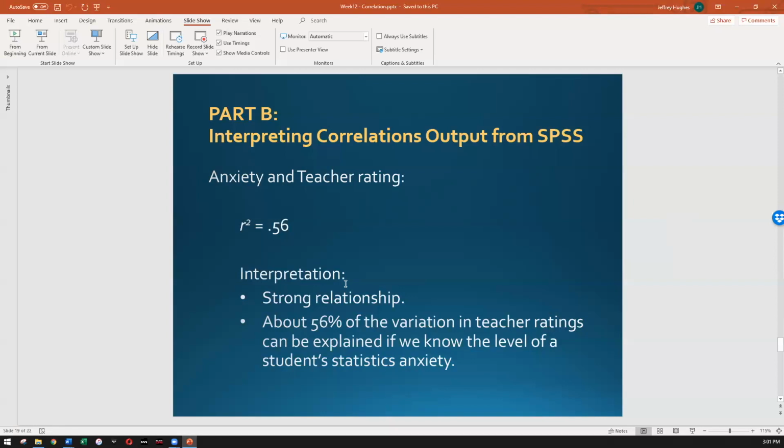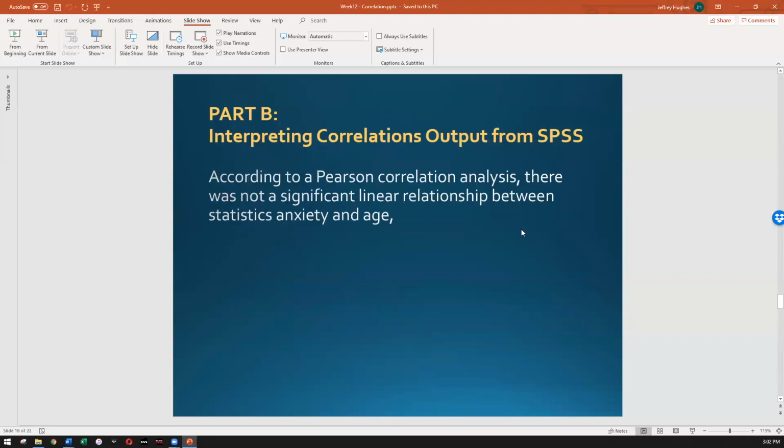Then what does this 0.56 mean? It means that 56% of the variation in teacher ratings can be explained if we know the level of a student's statistics anxiety. So this is just something you have to do for 2 additional ones. Yeah, only 2 additional ones on assignment number 11. And that concludes part B. Are there any questions about part B?